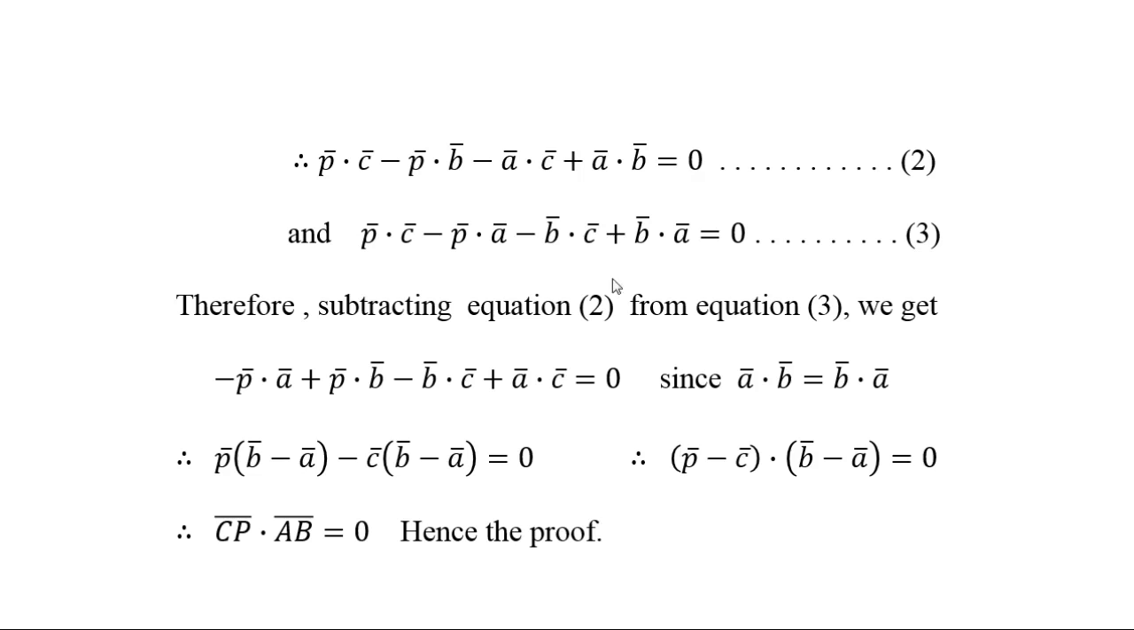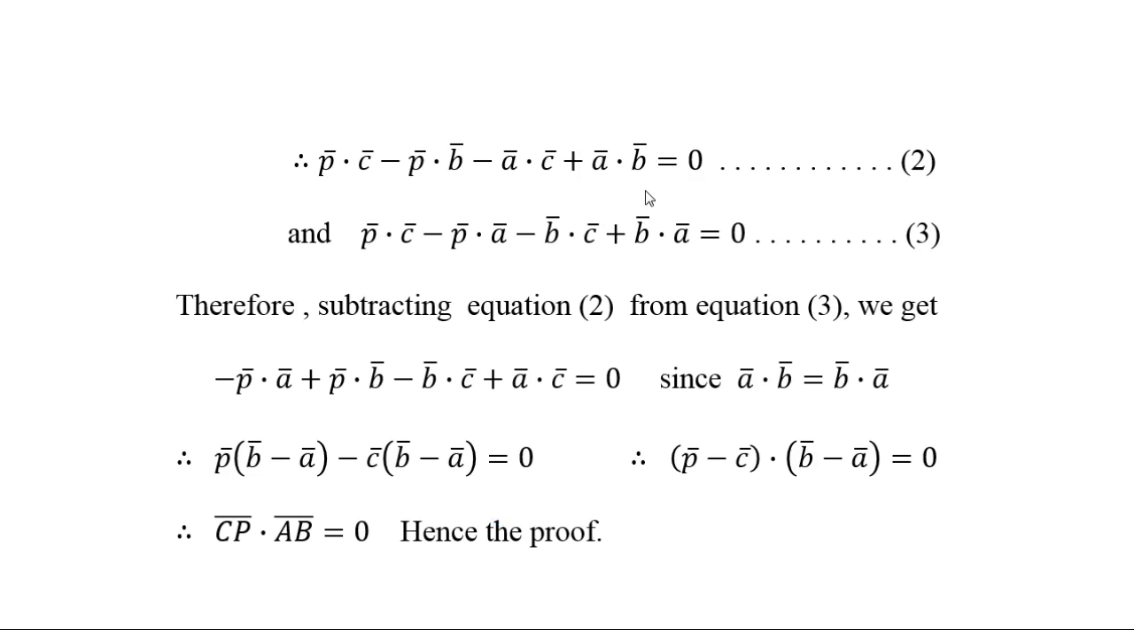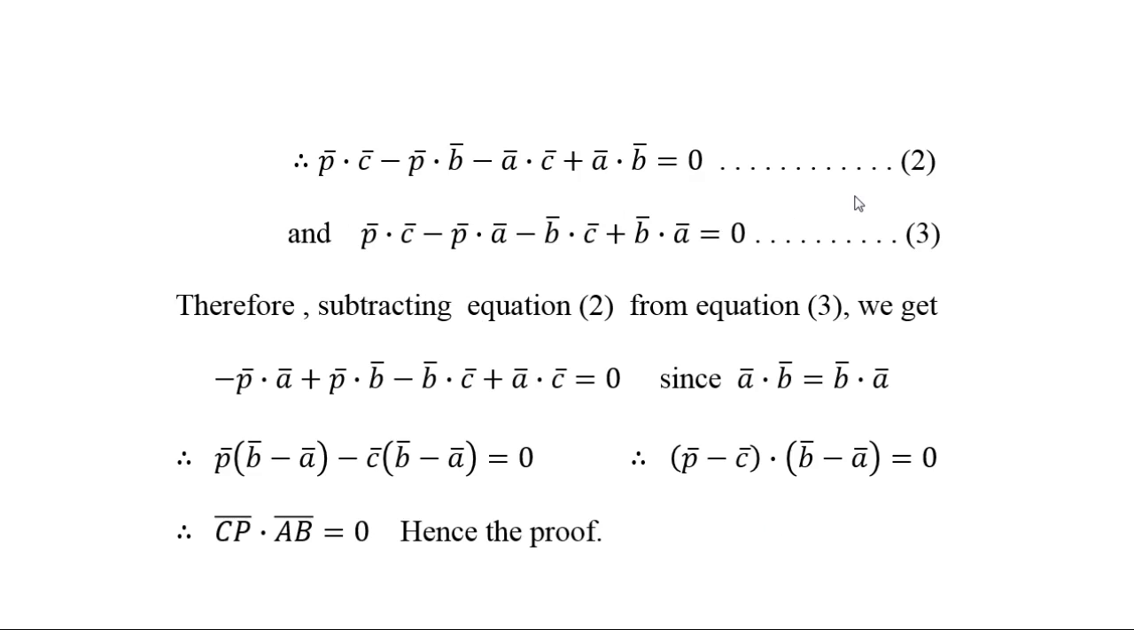Now how to make use of these equations? We use distributive property over this, P dot C, P dot B, A dot C, A dot B, and write them in this form. We simplify this second equation, distribute and write it like this. Now these are two equations. Now we observe that in these two equations I can find this P dot C, here P dot C, here A dot B, and here also B dot A. A dot B and B dot A are same.